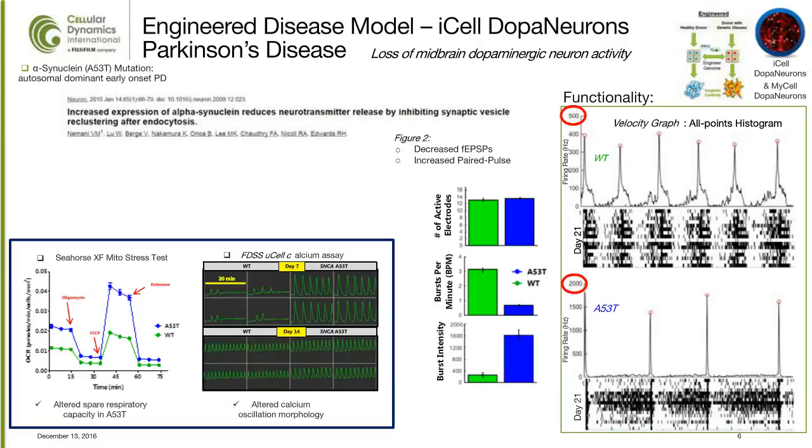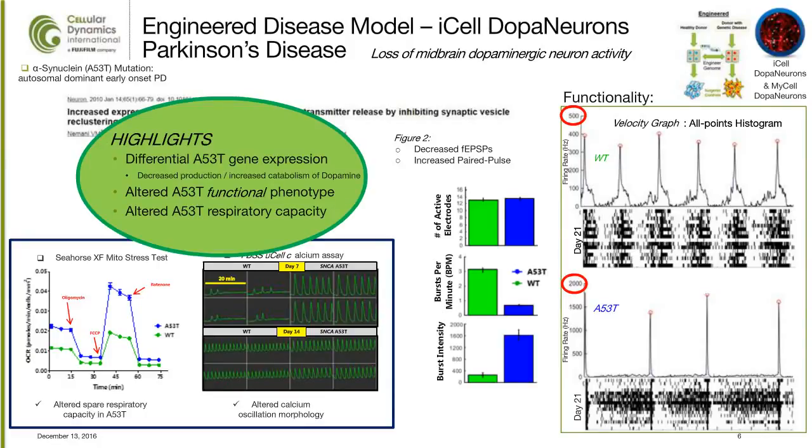The phenomenon is further exemplified with the FDSS calcium assay system, which describes larger calcium oscillations and an earlier onset as far as day in culture goes. And then last but not least, the altered spare respiratory capacity that we see by assessment via Seahorse Mito Stress Test shows that there are altered levels of respiratory spare capacity in these neurons.